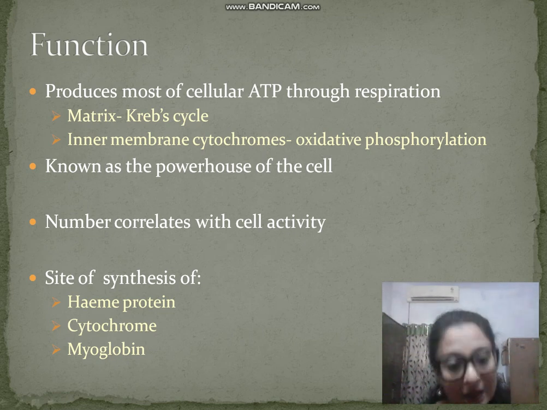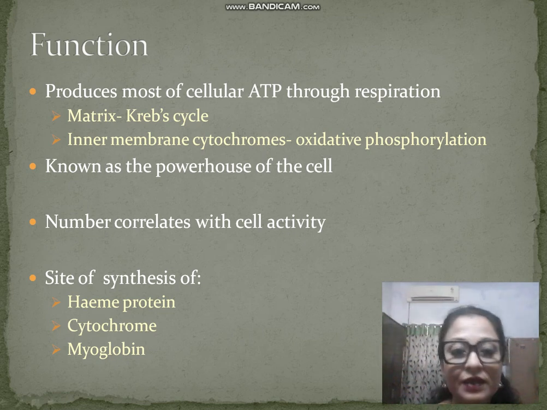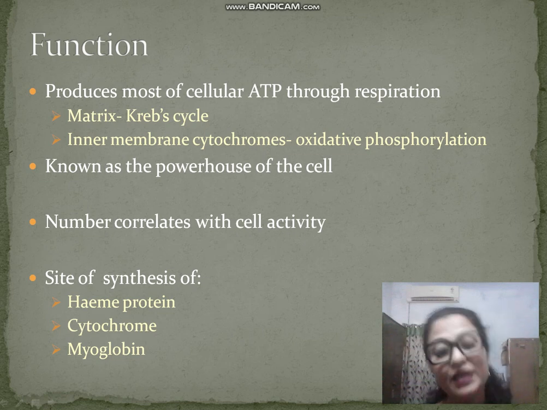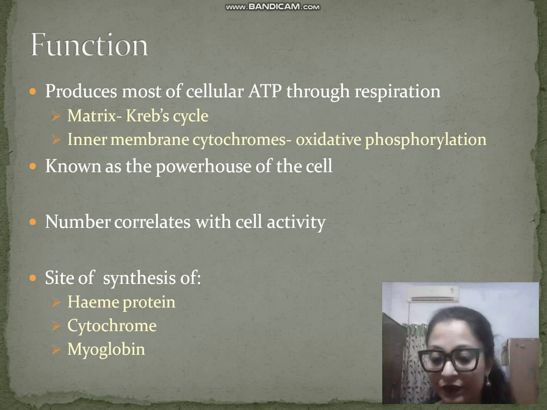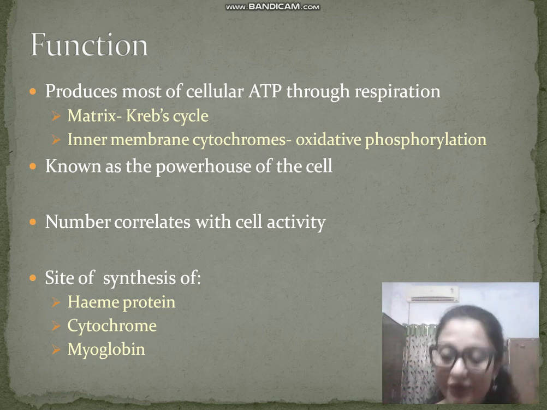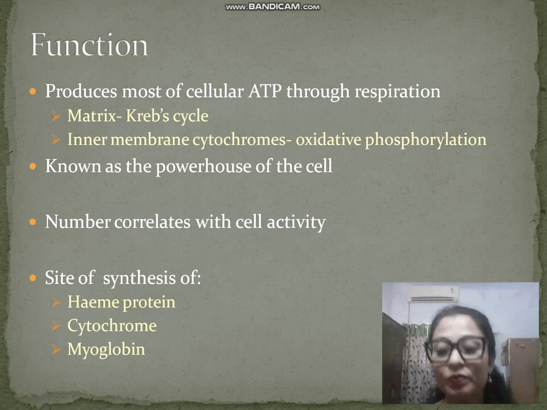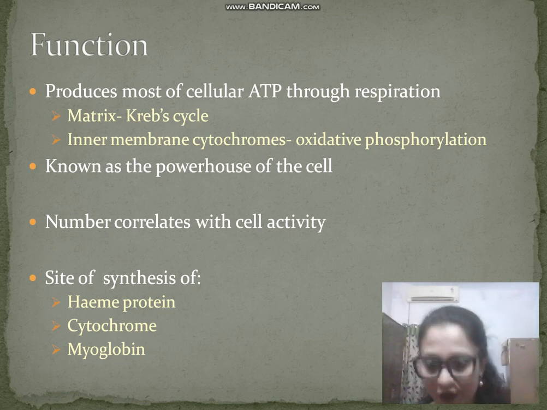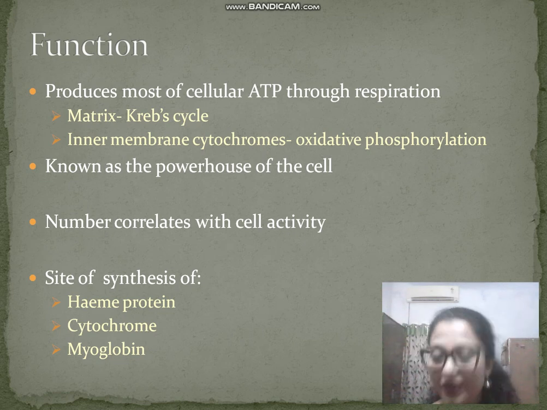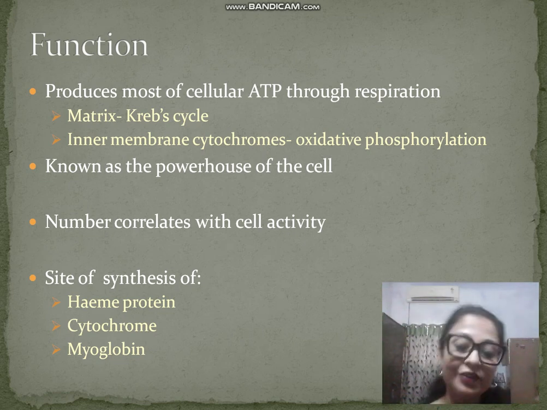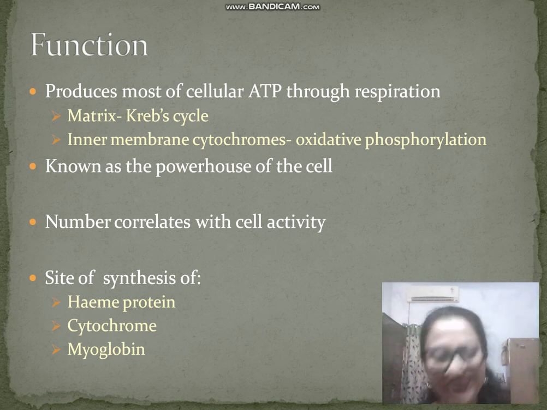Okay, so as I said, the number correlates with the cell activity. Even within our body, the number of mitochondria varies from one cell to another, depending on the activity of the cell. So muscle cells will have more mitochondria, right? Because they have to perform greater power related functions. Now that you know its function, you would be able to predict which kind of cells will have more mitochondria. And we already know that RBCs do not have mitochondria, so leave them out of the equation.